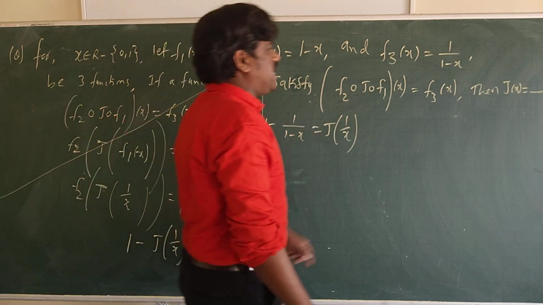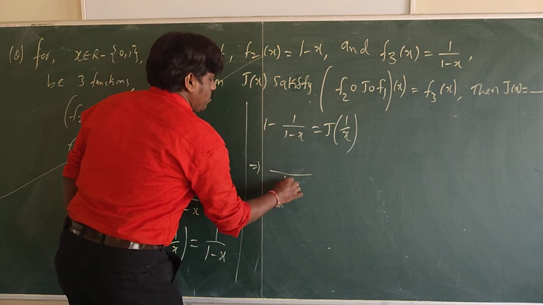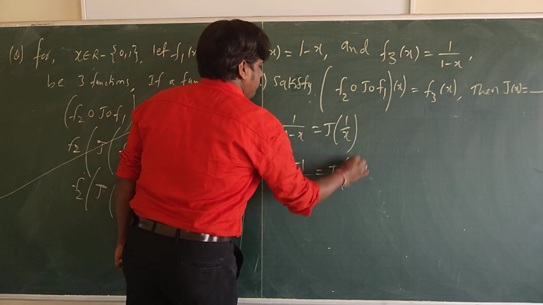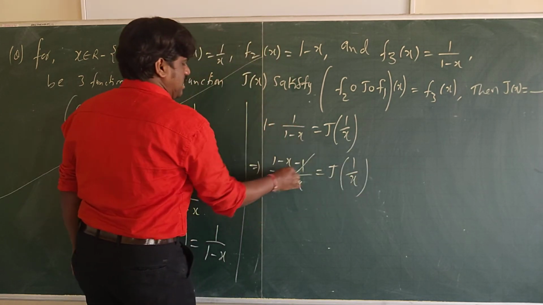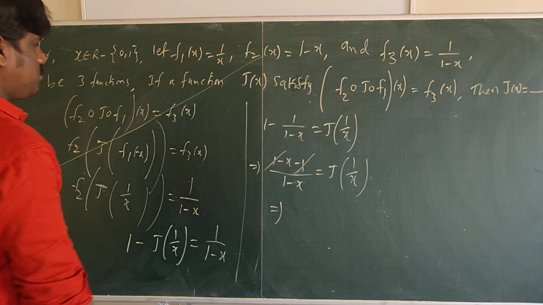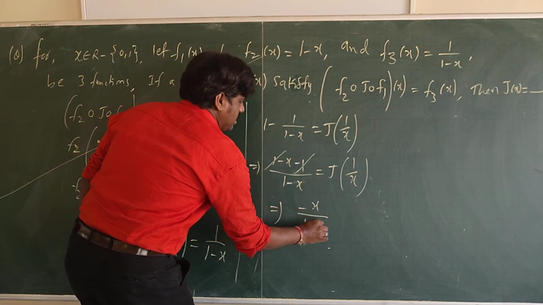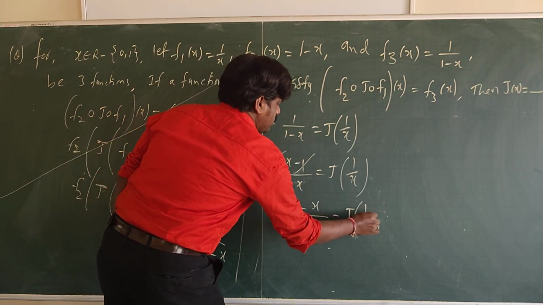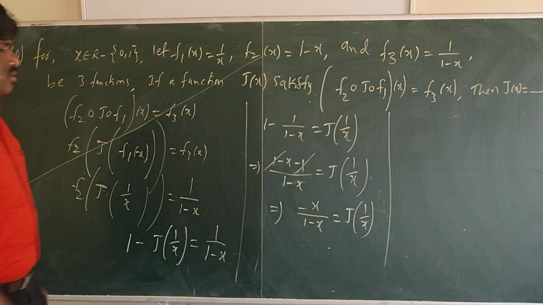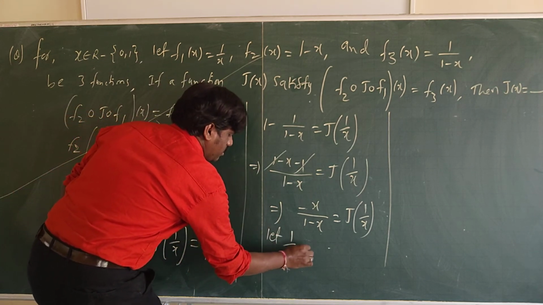But what I require is g of x. First I will simplify this. If I simplify this, 1 minus x minus 1 is equal to g of 1 by x. This minus 1 plus 1 cancel out. I get here minus x upon 1 minus x is equal to g of 1 by x. But I have to get g of x. So for the time being, let us consider 1 by x is equal to t.